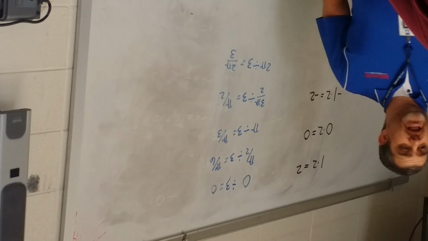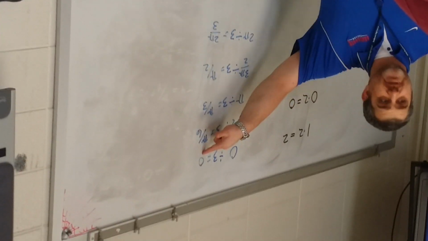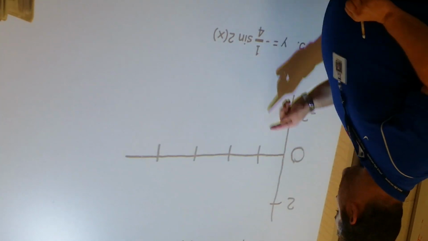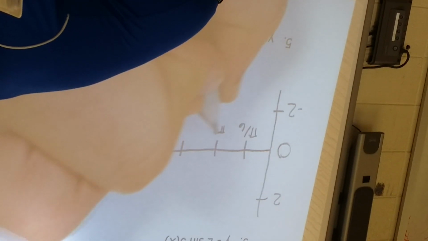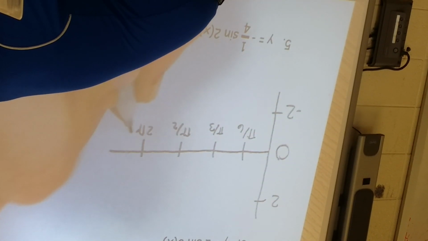For this one, am I using 0 as an x value? Yeah, 0 is one of my x values, so I only need 4 additional numbers. 1, 2, 3, 4 additional numbers. I've already used 0, so there I'm using pi over 6, pi over 3, pi over 2, and 2 pi over 3.